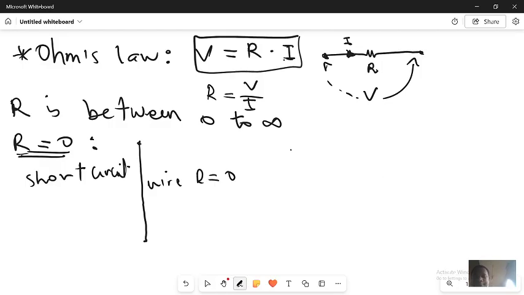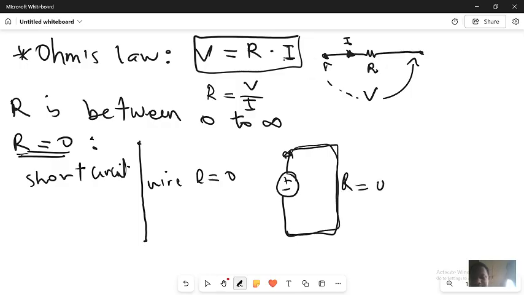A short circuit is when the value of R equals 0. For example, I have this source, which has no resistor, no R, only a wire connected. That means the current I will flow through this wire, but this R is 0. There is no resistor. Why? Because it is a short circuit. It's the same if I have this one.